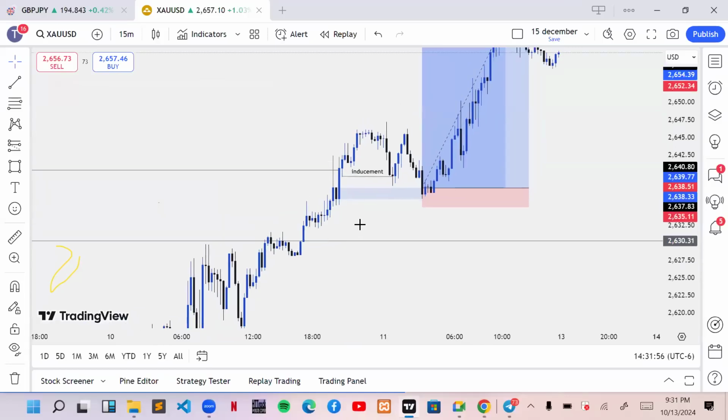That's actually what I still thought. So my second question is, for a break of structure, does it have to be with a wick or a body closure? A body closure. That should be a body closure. The market has to close above that zone it is breaking into. Okay, thank you.